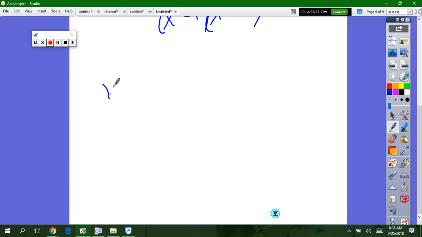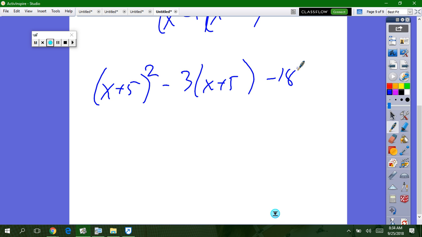Once again, it was x plus 5 squared minus 3 times x plus 5 minus 18. There's a minus 5 in here? Okay. If I'm wrong, I'm wrong. Okay. Can you guys kind of see how, if I say u is x plus 5, this is u squared minus 3u minus 18? I just called u what this is and this. You guys see how I could factor it?